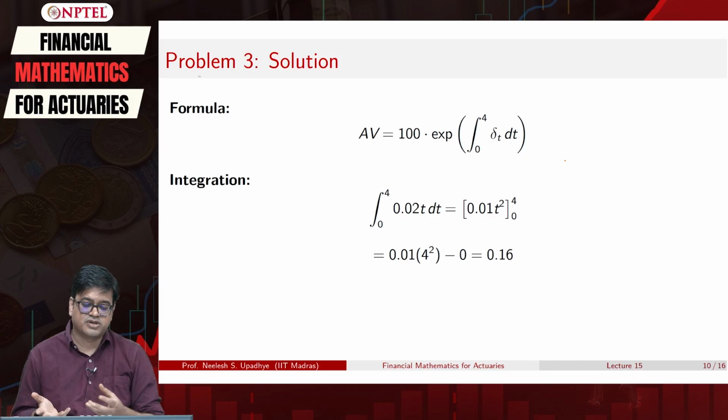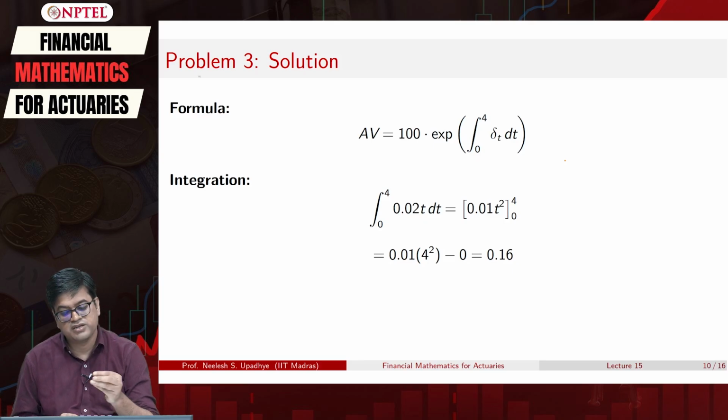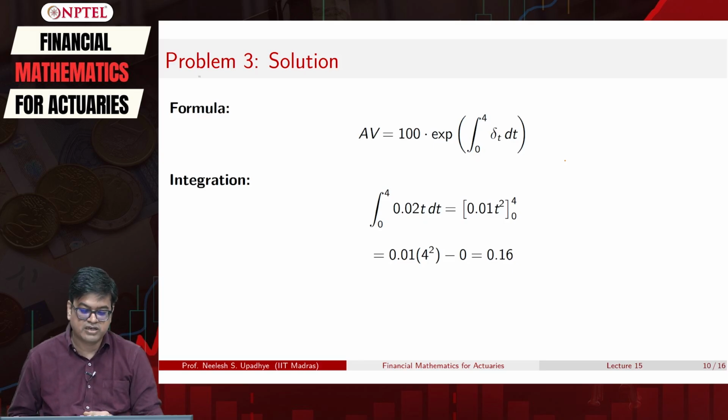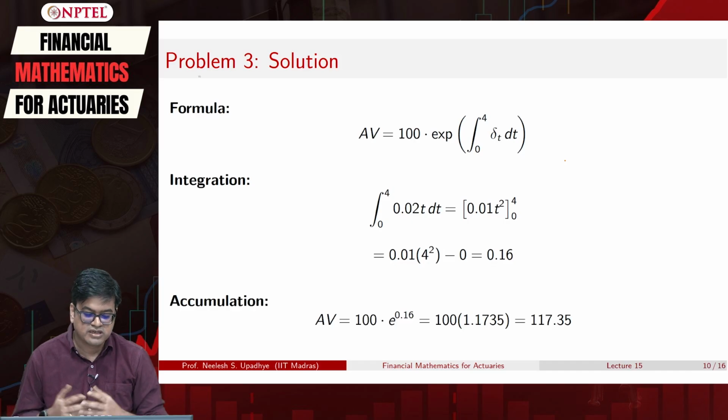So, what you will do now, put this value in our accumulated value expression, 100 into e raised to 0.16, evaluate using your calculator, it will turn out to be 117.35. Wonderful, you have solved the third problem.